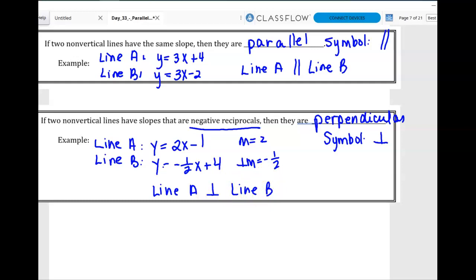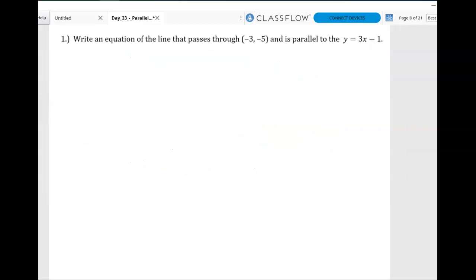So we're going to go through some examples. I'm going to go pretty fast through this for purposes of time, but please pause the video at any time and try some so that you can get it. Write an equation of the line that passes through (-3, -5) and is parallel to y equals 3x minus 1.